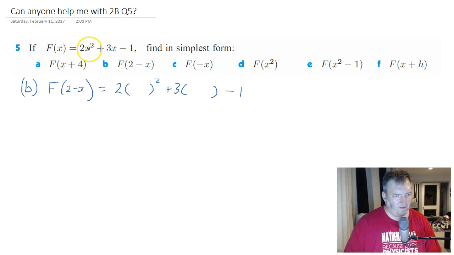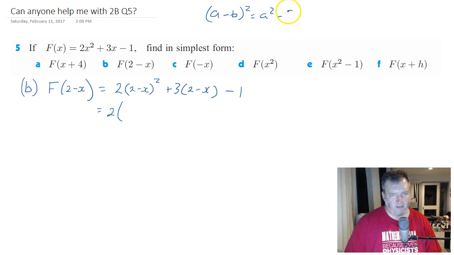Instead of x though, in that position, I'm going to write 2 minus x. So this is 2 times 2 minus x all squared plus 3 times 2 minus x. Let's go ahead and see what happens. I'm going to leave that 2 out the front. Squaring this term, remember your distributive law. A minus b all squared is, of course, a squared minus 2ab plus b squared.